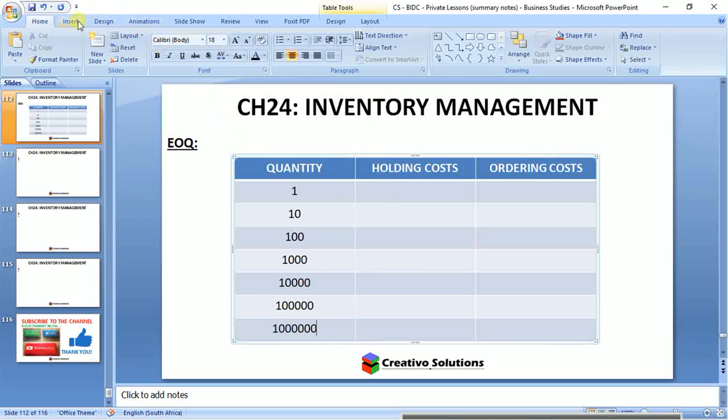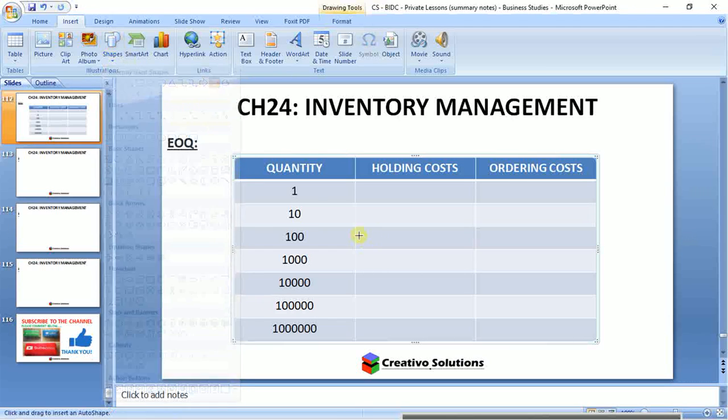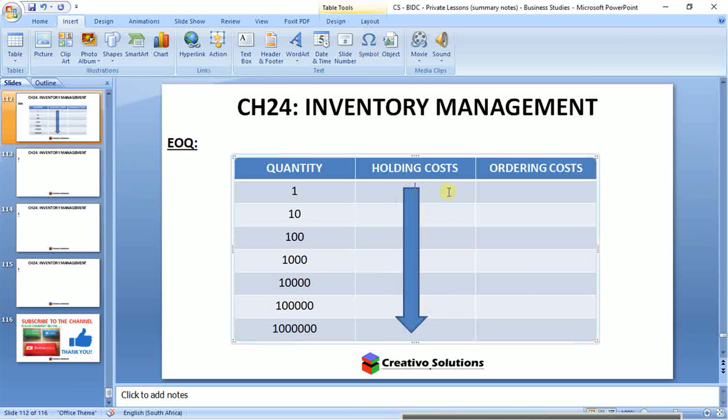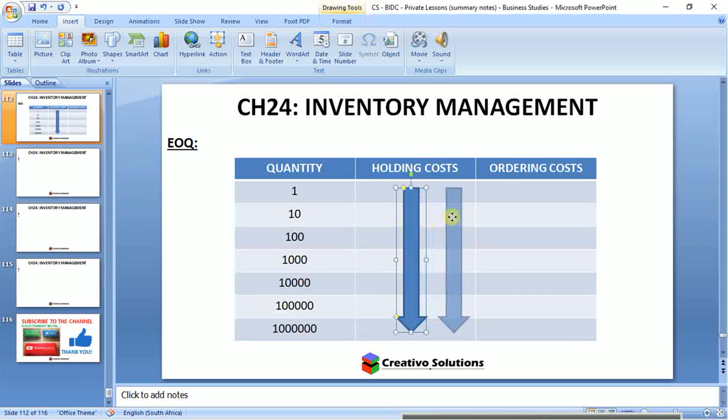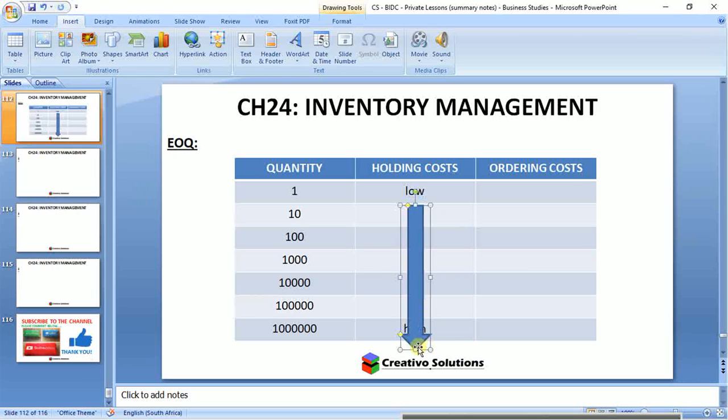What's going to happen to it? Up or down? Correct. So we're going to start off with low and we're going to end high. Okay, that's for holding costs. Right, so what type of relationship do we have here?